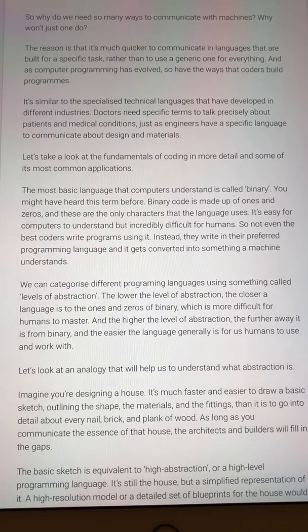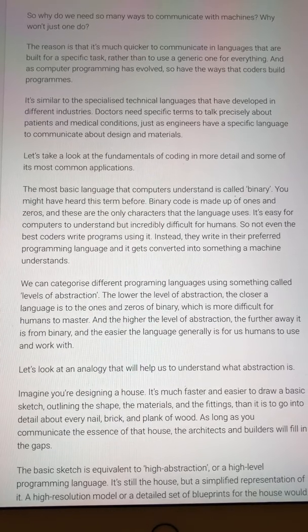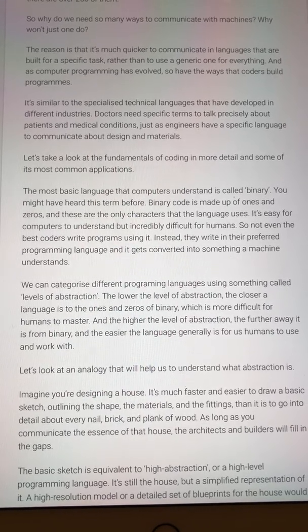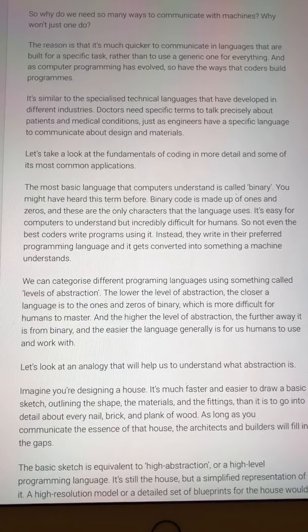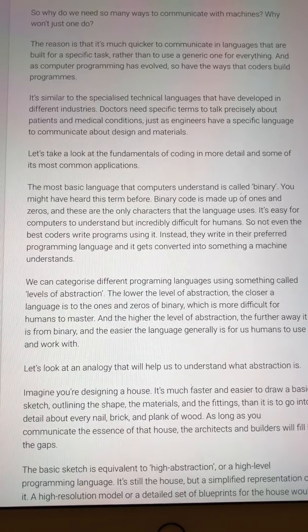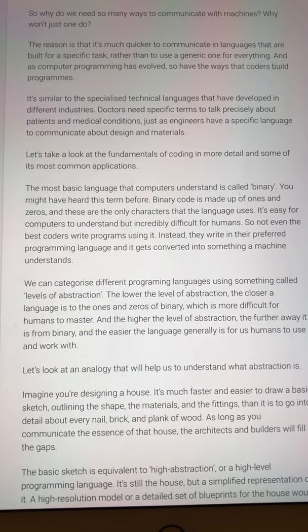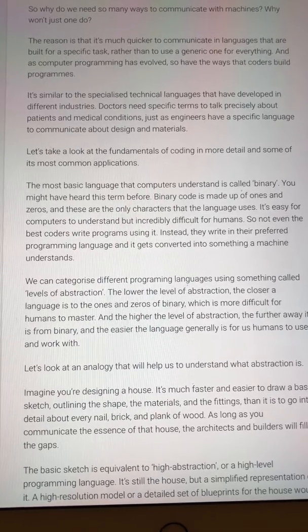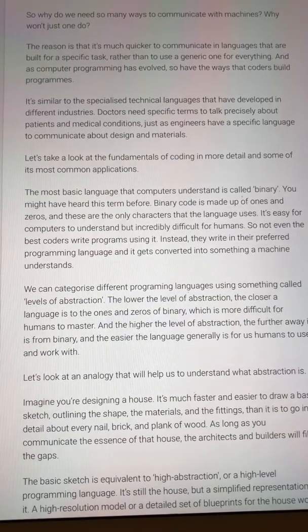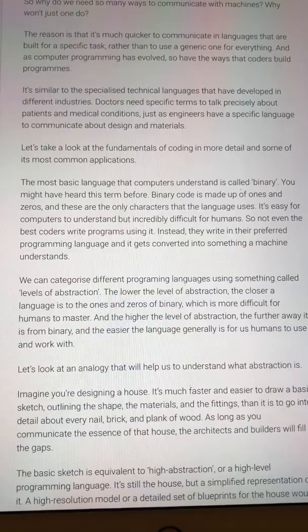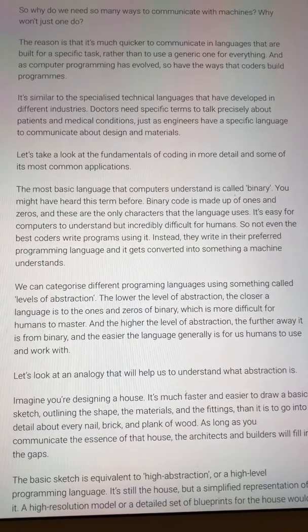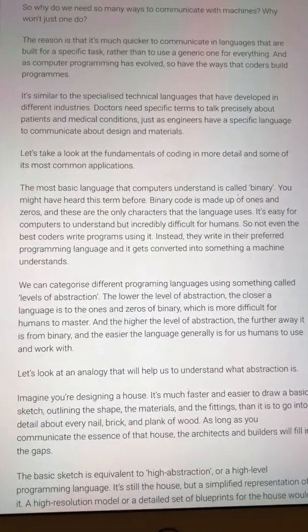The most basic language that computers understand is called binary. You might have heard this term before. Binary code is made up of ones and zeros, and these are the only characters that the language uses. It's easy for computers to understand, but incredibly difficult for humans. So not even the best coders write programs using it. Instead, they write in their preferred programming language and it gets converted into something a machine understands.